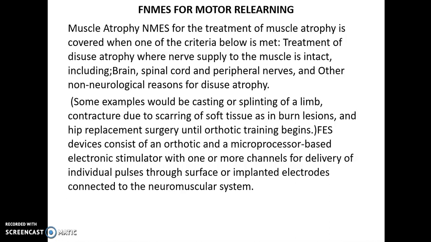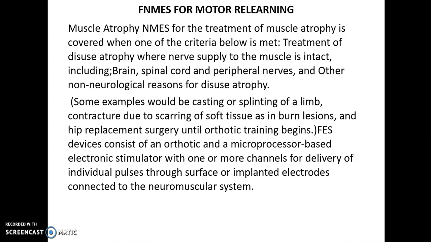Some examples would be casting or splinting of a limb, contracture due to scarring of the soft tissues as in burn lesions, and hip replacement surgery until orthotic training begins. Functional electrical stimulation device consists of an orthotic and a microprocessor based electronic stimulator. See, when you come to the FES, functional electrical stimulator, it is a more computer based system.